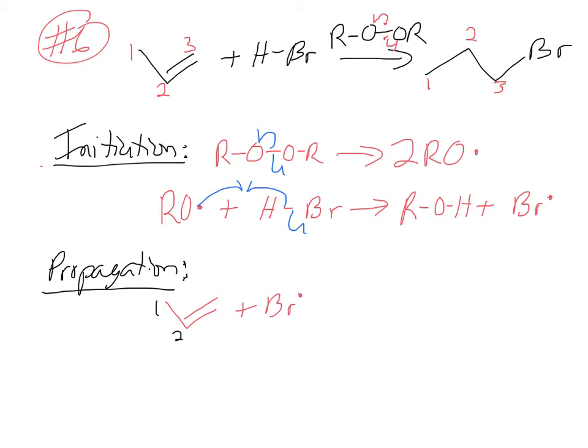1, 2, 3. So where does the bromine end up? On 3, right? And why does it end up on 3 and not 2? Why is it anti-Markovnikov?